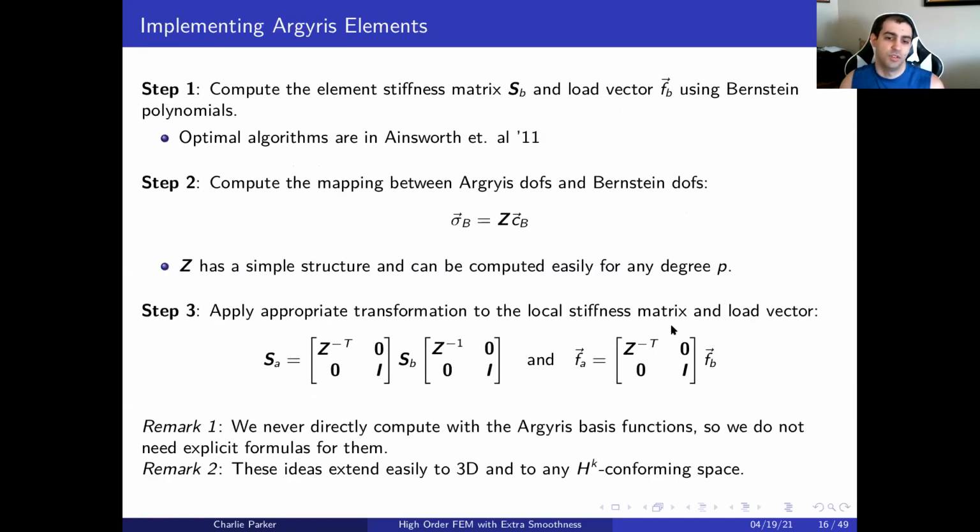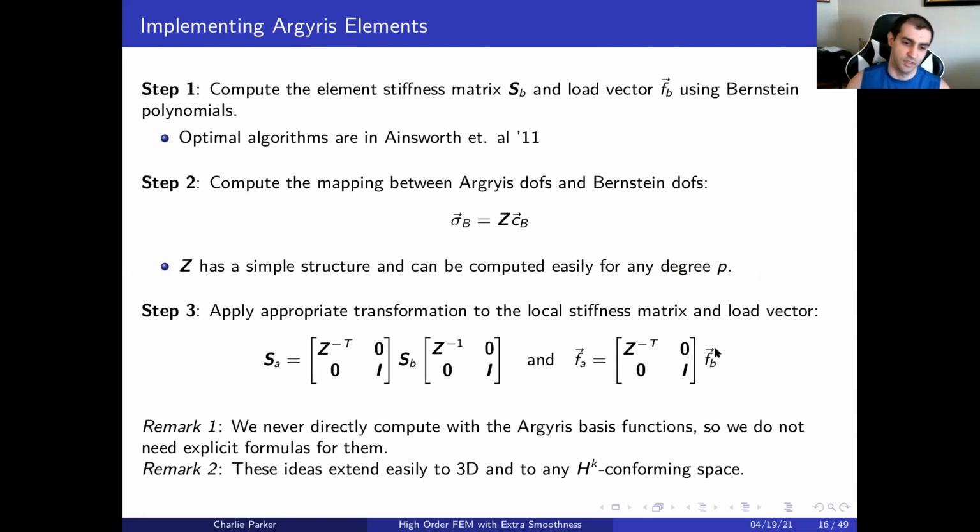Okay, so the other important thing to note is that this matrix Z has a very simple structure, and it's very easy to compute just using simple Bernstein formulas. So then if you want to have the stiffness matrix for this Argyris basis, then you can just compute the change of basis for the stiffness matrix and load vector.